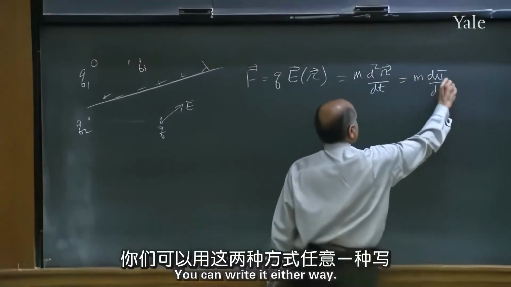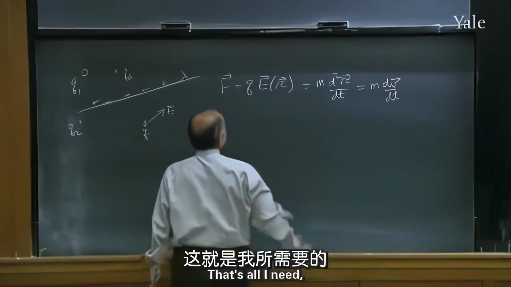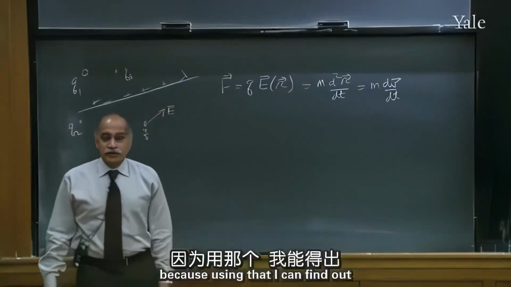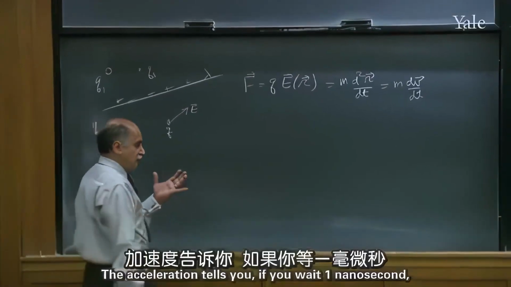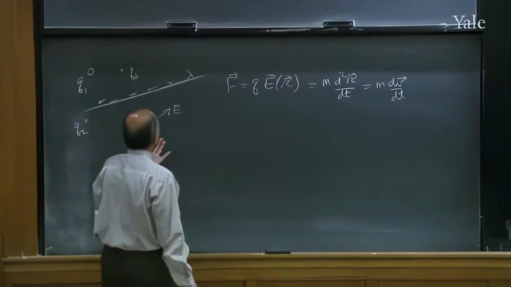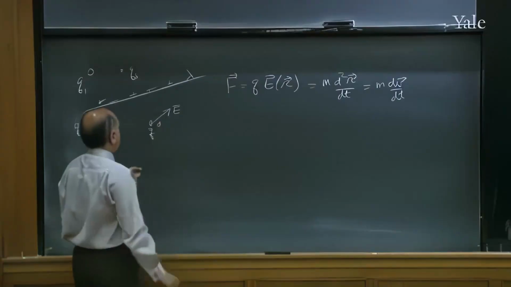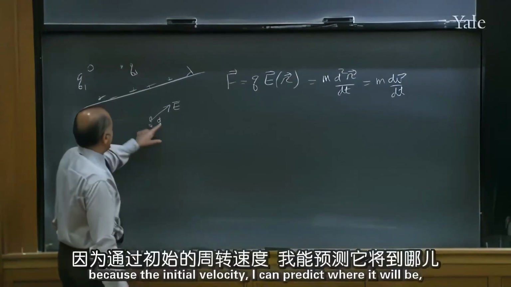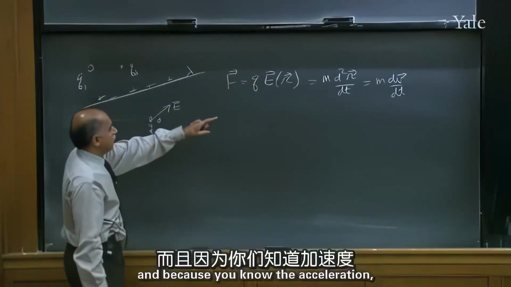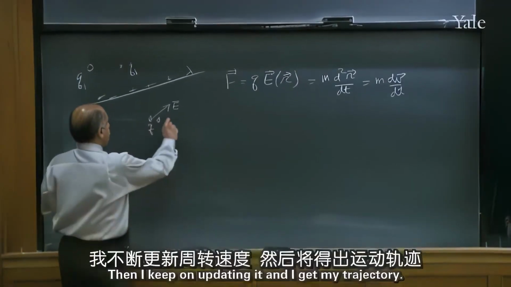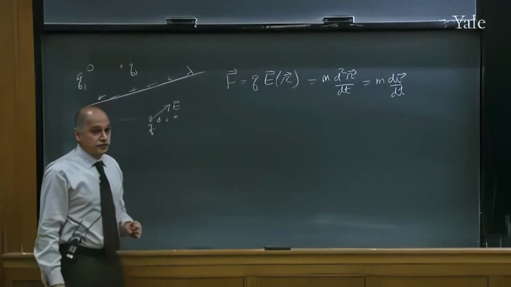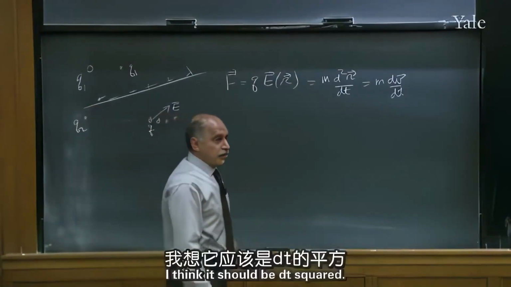You can write it either way. That's all I need, because using that, I can find out the new position, new velocity, right? The acceleration tells you if you wait 1 nanosecond, you go to this place. Because the initial velocity, I can predict where it will be. And because I know the acceleration, I know what velocity it will have. Then I keep on updating it, and I get my trajectory. I think it should be dt squared.